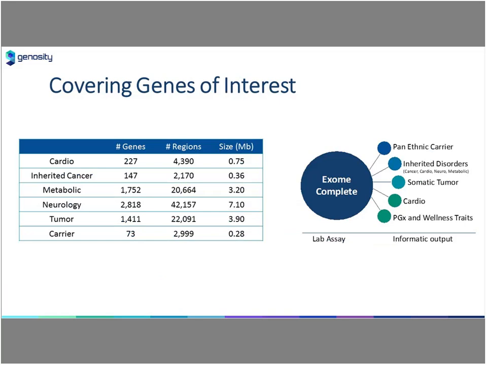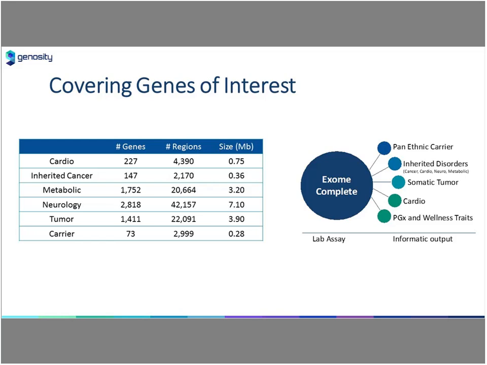So if we were to take a very conservative approach and cast a wide net, saying if we look across a space and take the average of what people are doing in terms of research, clinical research or clinical panels in cardio, inherited cancer, metabolic disorders, neurology, somatic tumors, or in carrier screening, we see that we range anywhere from low 70 to many hundreds to thousands of genes. The megabase sizes range from as small as 0.28 megabases to as big as 7.1.